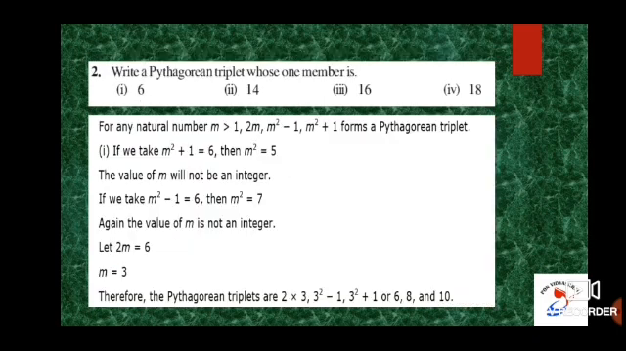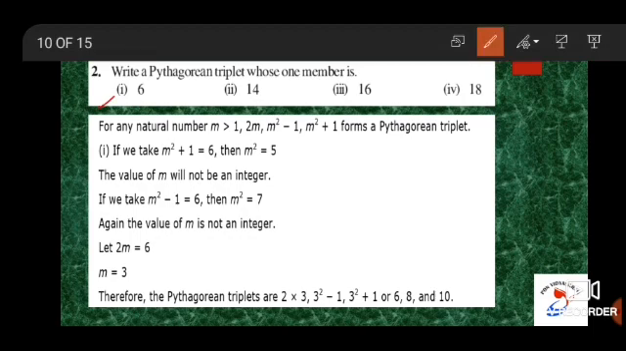This completes the first problem with all the subdivisions. We are moving on to the second problem, that is, we have to write a Pythagorean triplet whose one member is given as follows. So let us take subdivision 1. The question given is 6. We have already discussed what a Pythagorean triplet is in the previous session. Let me give you a small recap. For any natural number m greater than 1, 2m, m square minus 1 and m square plus 1 will form a Pythagorean triplet.